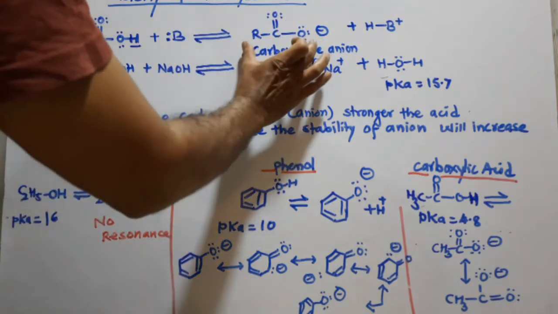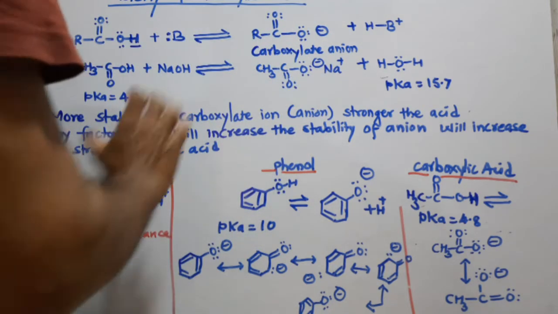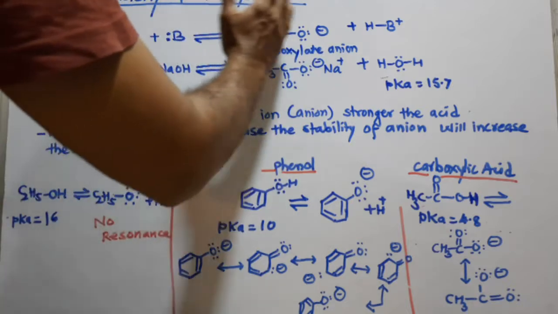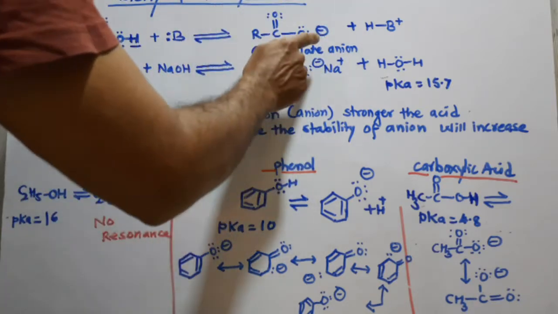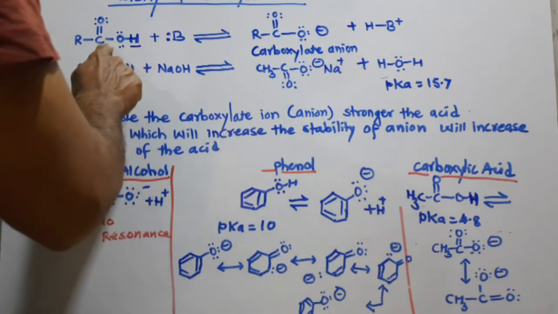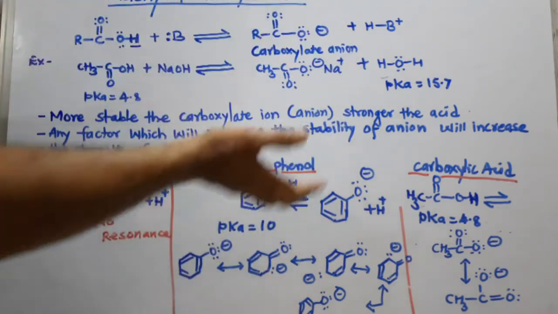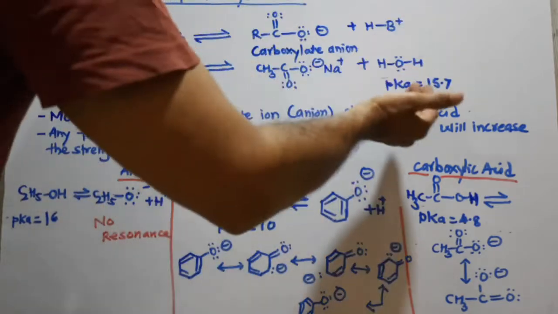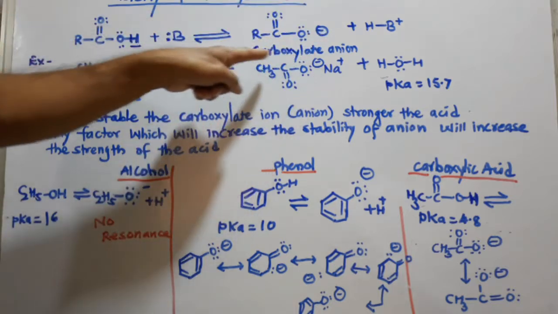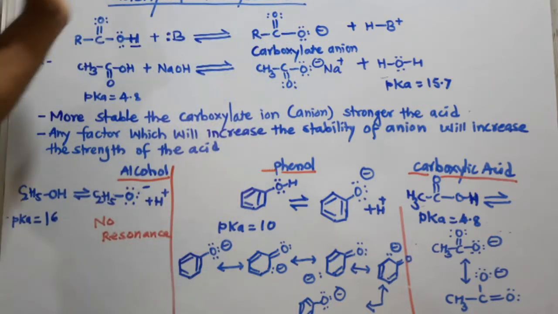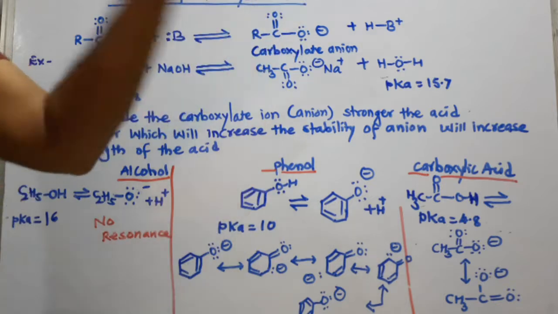Suppose this carboxylate ion is very stable. Stable means what? It will form more easily. If it forms more easily, it can donate. That means the acid can donate a proton more easily. If the acid can donate a proton more easily, that means the acid is stronger. So what is important is the stability of the carboxylate ion which is generated during the acid-base reaction.